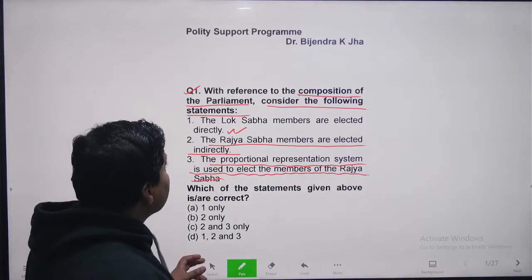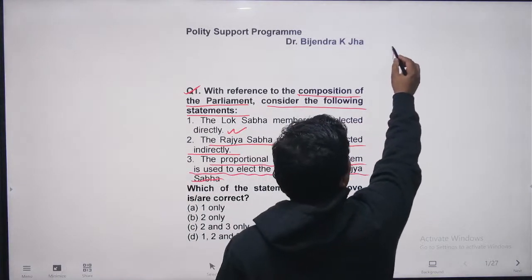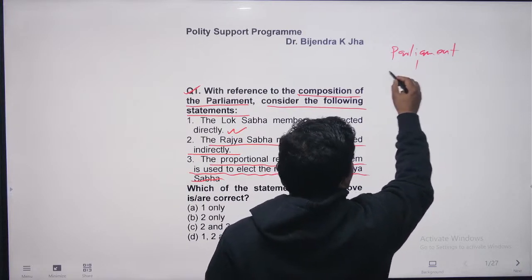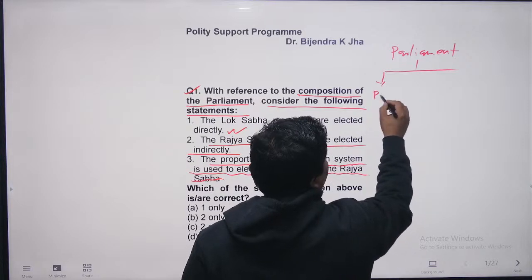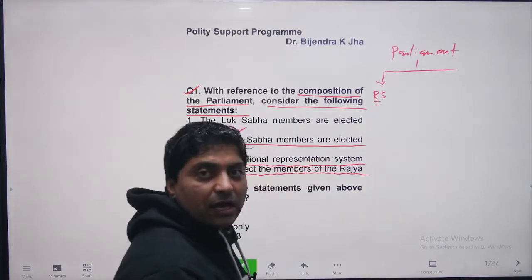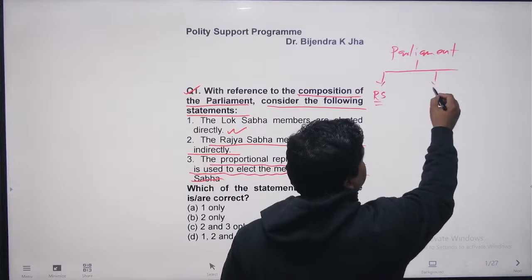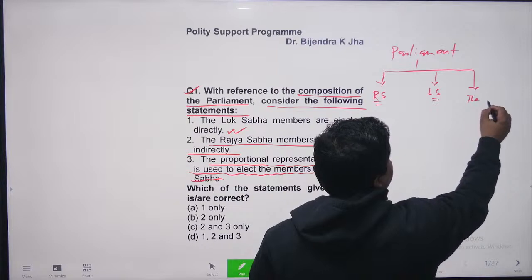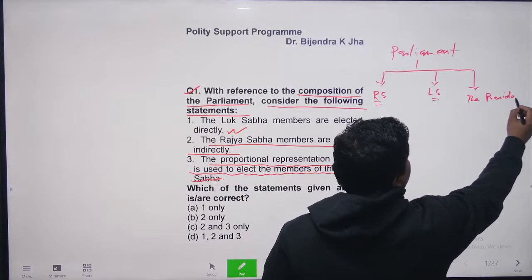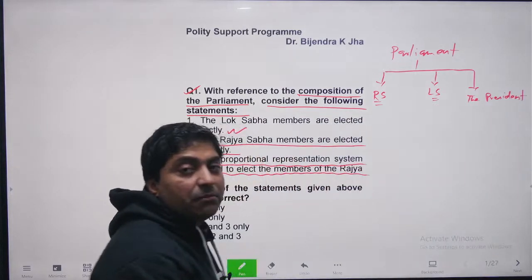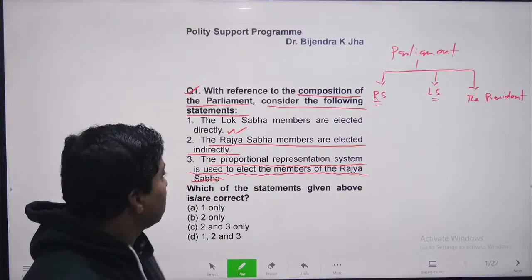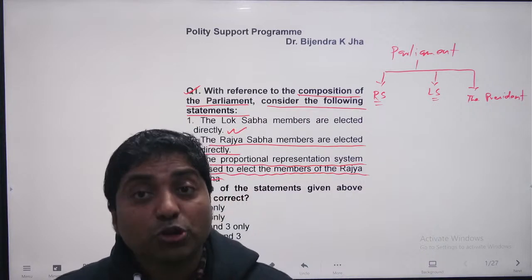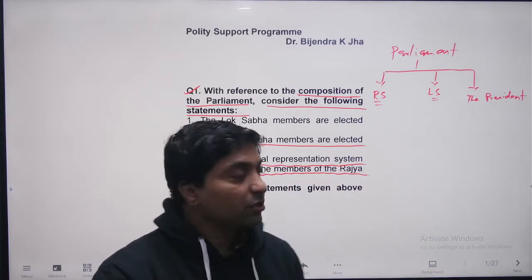Now here you look at the parliament, right? And in the parliament there are Rajya Sabha, which is the upper house. Secondly, there is a Lok Sabha, which is the lower house, and then the president. Now we have president in parliament, right? President is an integral part of the parliament, although president is not a member of the parliament, right?